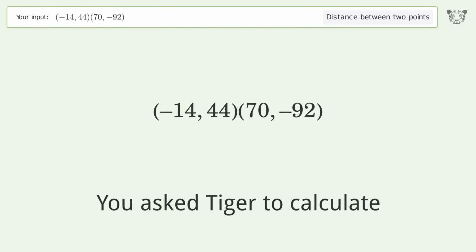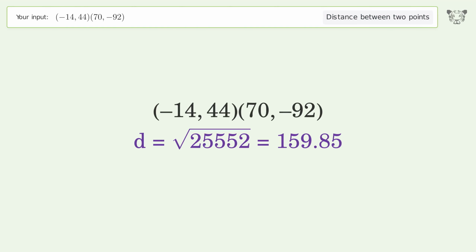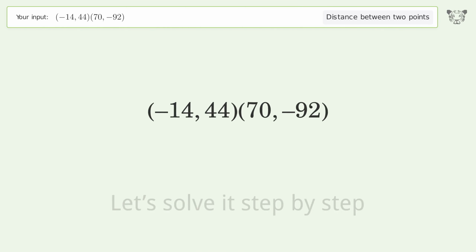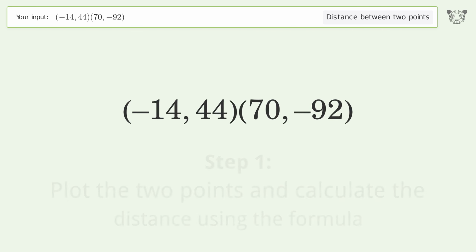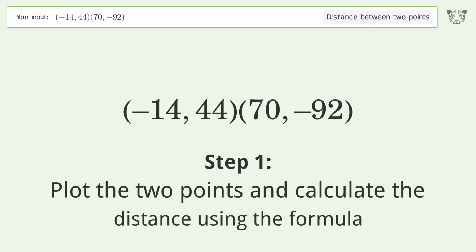You ask Tiger to calculate. This deals with the distance between 2 points. The distance between the 2 points is the square root of 25,552 or 159.85. Let's solve it step by step. Plot the 2 points and calculate the distance using the formula.